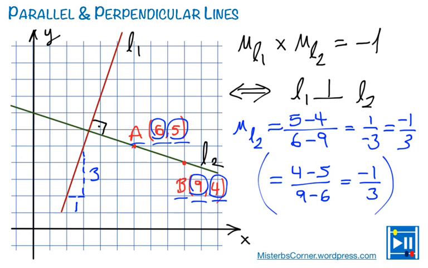So if you're not sure about the sign of those changes, change in x and change in y, then you can just pick some points on the line and then do the calculation.